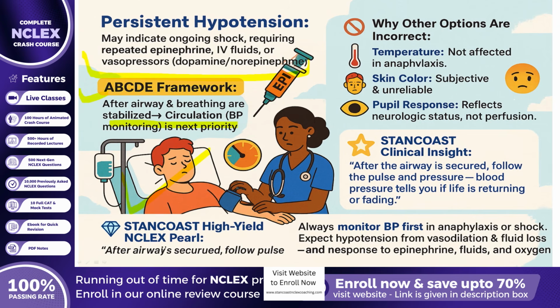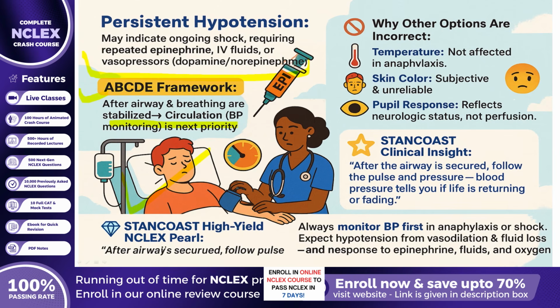Let us also clarify why the other options are not correct. Option A, measuring temperature, is not a priority in anaphylaxis because body temperature typically remains normal. Fever is not part of the allergic cascade and does not help evaluate the success of emergency interventions. Focusing on it may delay detection of life-threatening hemodynamic changes.